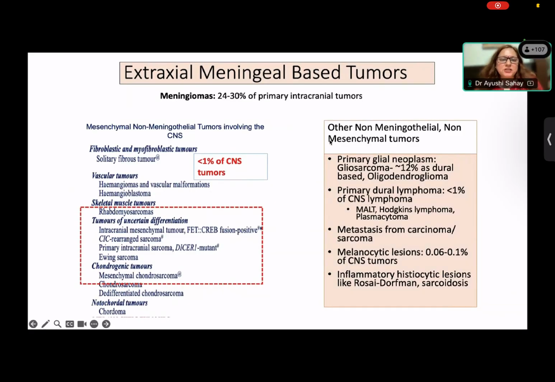If the tumor is meningeal based, then you also have to keep in mind that there are a number of meningeal based round cell tumors which, because they arise in the meninges, can extend downwards and grow into the brain parenchyma and present like an intracranial mass. Even though it is meningeal based, it is present as a differential of an intracranial mass.